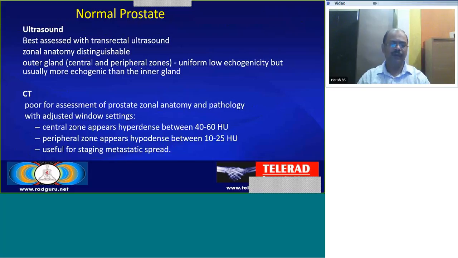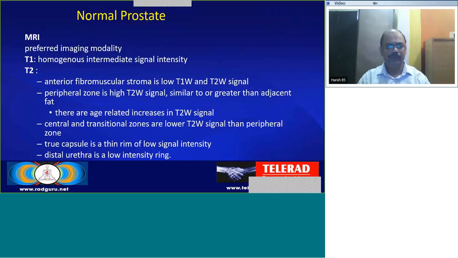CT is poor for the assessment of the zonal anatomy and pathology, but it is useful as far as staging of the metastatic prostate cancer is concerned. The central zone usually appears hyperdense between 40 to 60 HU, and the peripheral zone appears hypodense between 10 to 25 HU. This anatomical zonal variation is nicely distinguished, especially when there is benign prostatic hypertrophy.